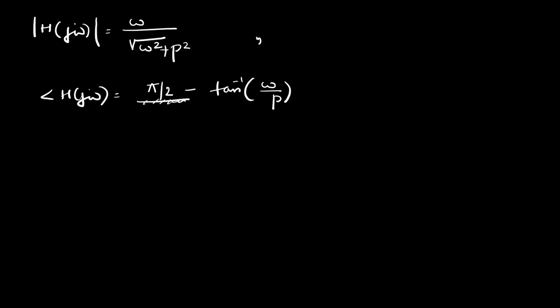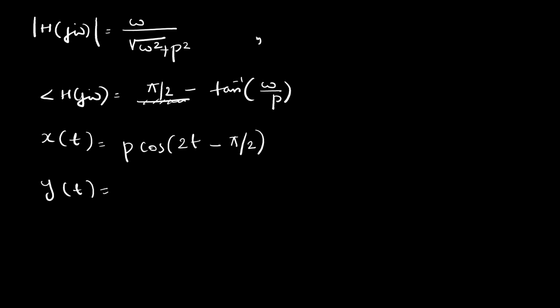Okay. Now the given input x(t) is p cos(2t - π/2). If a sine or cosine input is given to a function, then the output y(t) will be the same cosine or sine function, but its amplitude will be multiplied by the magnitude of H(jω) and its phase angle will be shifted by the angle of H(jω). That is, y(t) is a constant into this function, p cos(2t - π/2) with a phase shift of φ, where A is the magnitude of H(jω) and φ is the angle of H(jω).